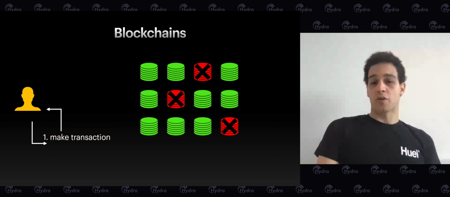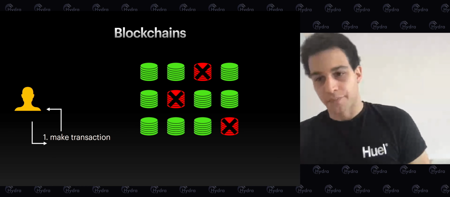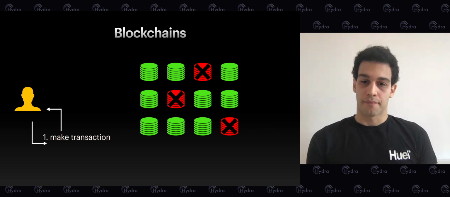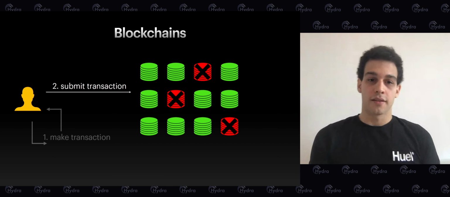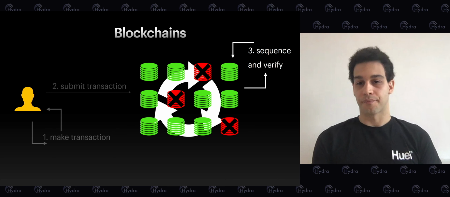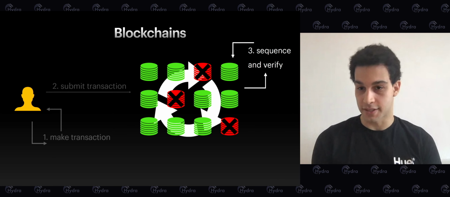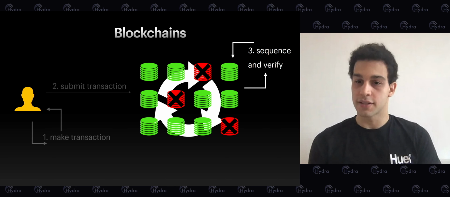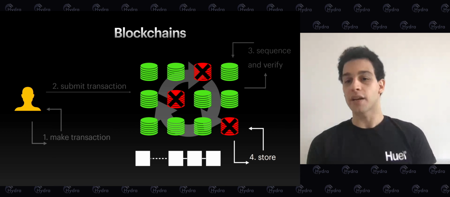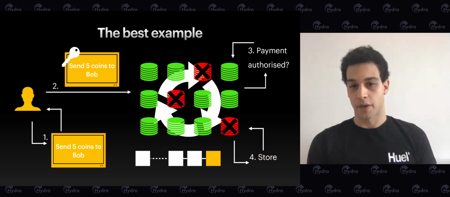So here's how it works. We have a client in yellow on the left that builds a transaction. It builds it locally. That's step one. Then it submits the transaction to the network, which is seen as a whole system. The system processes the transactions, sequences it, verifies it, and then adds it to storage. In our case, it will add it to a blockchain.